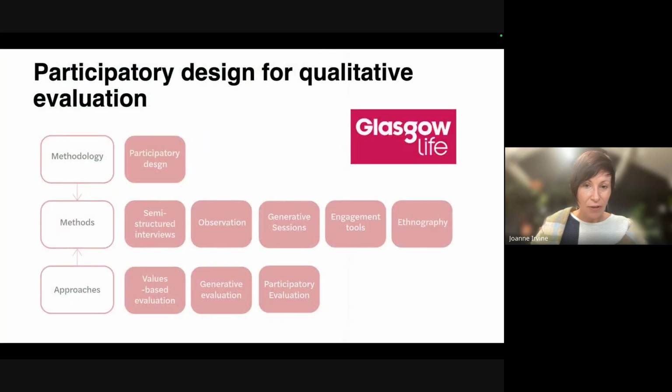So what I did was this participatory design approach. I did a qualitative-based evaluation for Glasgow Life, through a bunch of different qualitative approaches: semi-structured interviews, observation, different generative sessions, engagement tools, ethnography. I borrowed from and developed my own methods from values-based evaluation, generative evaluation, and participatory evaluation. I can explain more detail of those things later if you want, but I'd rather get through the gist and then you can tell me what you might want to know more of.